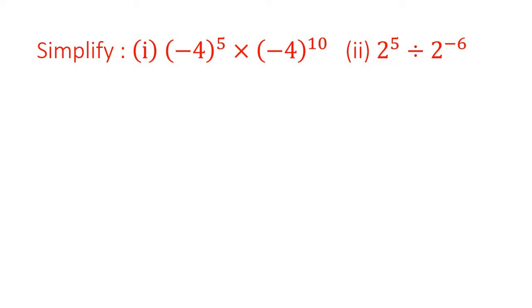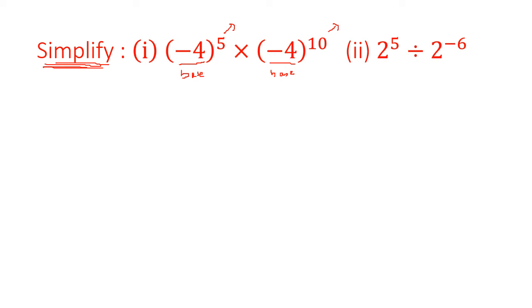In the next type of sum, we have simplify. So here you do not have to find the value, you only have to simplify, means write the answer in simple terms. Now for this, you will have to recall the law of exponents. Now how do you do that? First you check what is the base here. Base is -4 and the power is 5. Here the base is again -4 and the power is 10.